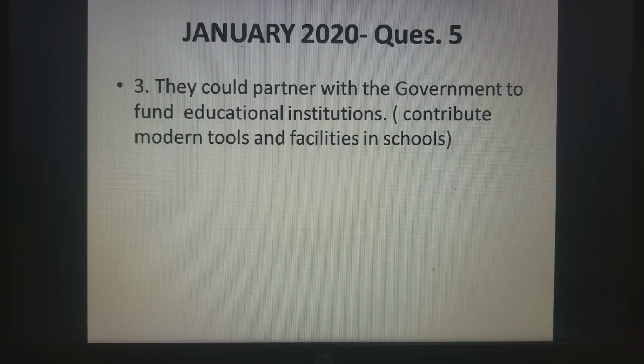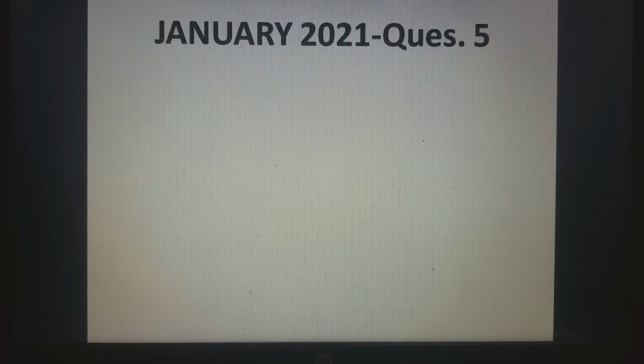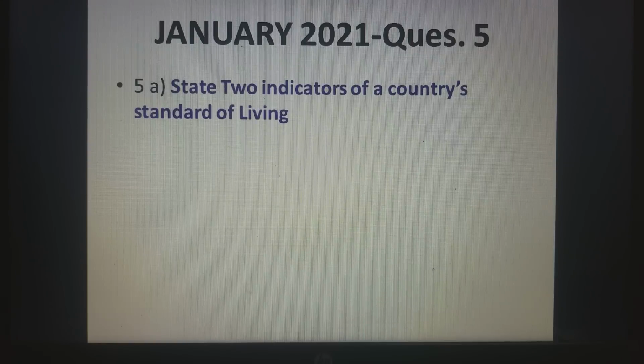The third way, they could partner with the government to fund educational institutions, or they could contribute modern tools and facilities in schools. That's how the private sector could work with the government to improve the education, the human resource. So we're now moving to 2021, January 2, 2021.